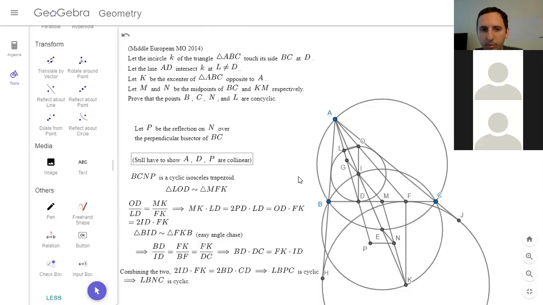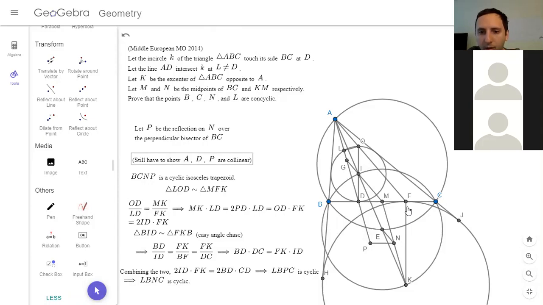All right. What was N again? I forgot. N is the midpoint of KM. That's right. So we know IM is parallel. I found the proof. Okay.